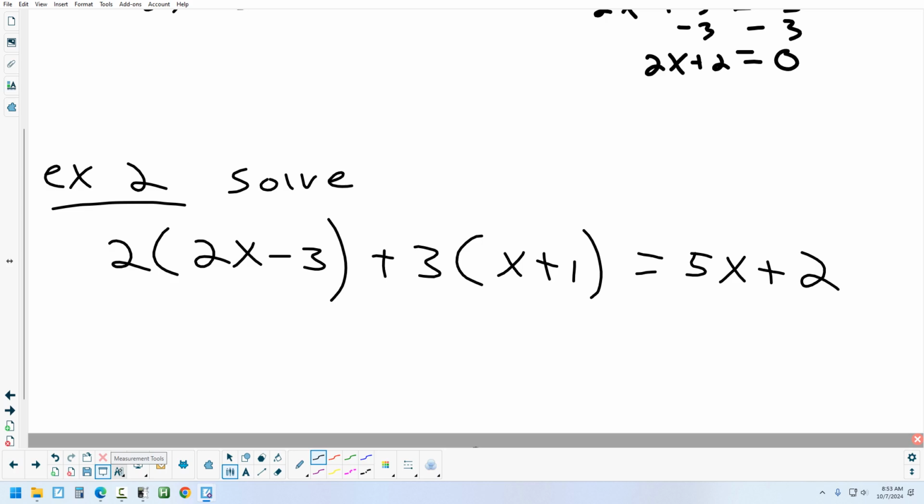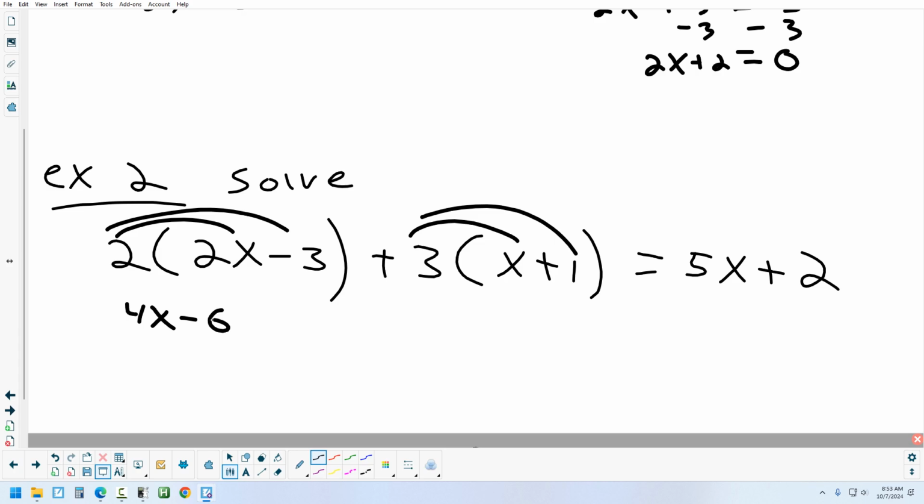What would be my first step? I'm going to have to do the distributive property twice on the left-hand side. Okay, so let's distribute all of that. Christian, can you tell me what I get if I distribute out the 2 and the 3? We have 4x minus 6, and then plus 3x plus 3. Plus 3? Yep. 5x plus 2.